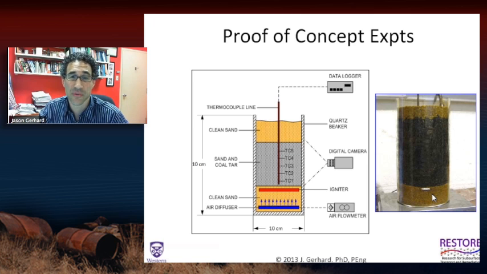You apply electricity to it, and the resistance of it heats up and produces hot temperatures in the immediate vicinity of this coil. Then we have coal tar contaminated sand on top of that. Here you see really only about 5 centimeters of sand, and we have a thermocouple placed every 1 centimeter. So we can track temperature as a function of distance and time. We also, of course, video it with a camera, and we collect all the data, and that's basically the process for the proof of concept experiment.